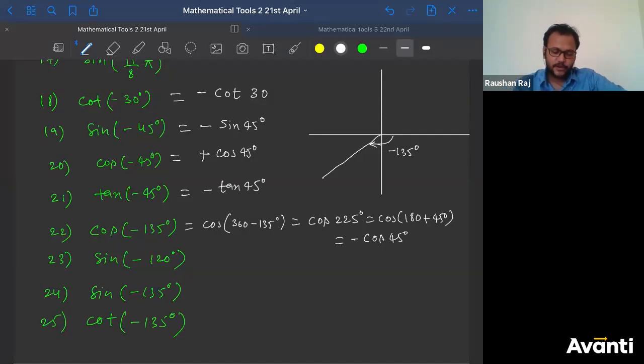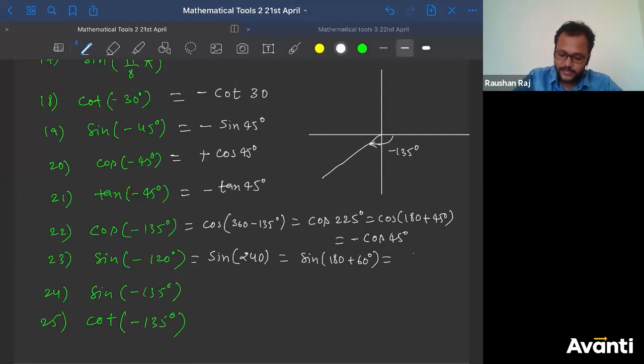चलो next question एक और करके देखते हैं. Sin minus 120. So how will I convert this here? I'll write sin of minus 120. 360 minus 120 कितना मिलेगा? 240. Guys, let me know. 360 minus 120, 240. And sin 240 can be written as sin of 180 plus 60 degree, right?